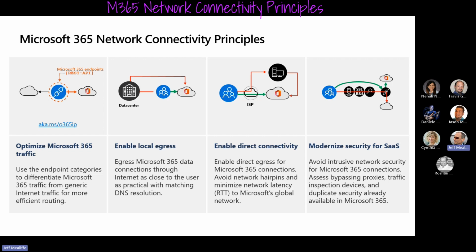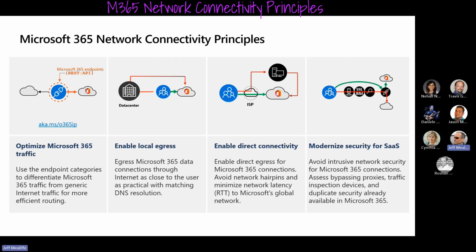And we have three categories of traffic within that taxonomy: optimize, allow, and default. And we provide some specific details around how you should think about that traffic. Optimize is the category that's most critical to get out to the internet as quickly as possible with the least amount of interference possible. Ideally, that's direct and local.